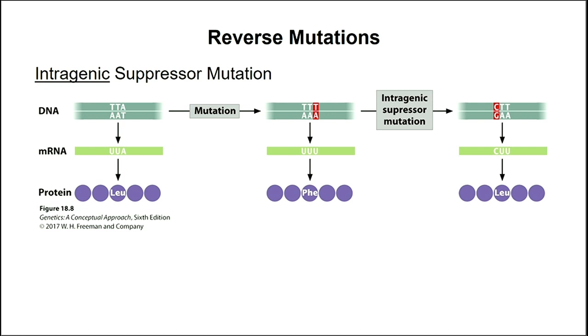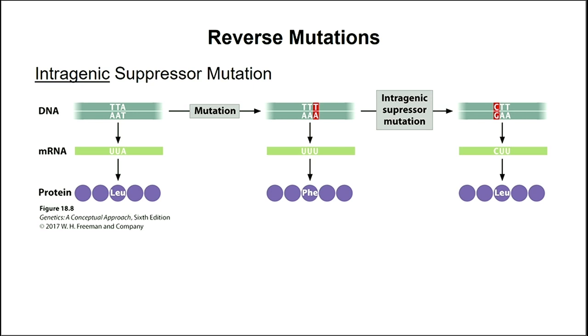Right? So we have TTA in our coding strand of the DNA, which gives us UUA in the mRNA, which codes for leucine. Then we have a mutation, which gives us TTT in the coding strand of the DNA, which gives us UUU in the mRNA, which codes for phenylalanine. Then we have a second mutation, which gives us CTT in the coding strand of the DNA, which gives us CUU in the mRNA, which codes again for leucine. So we've had two mutations, but we end up where we started.